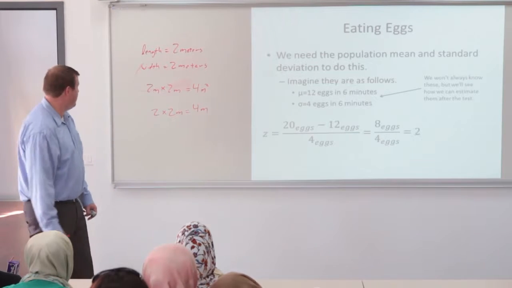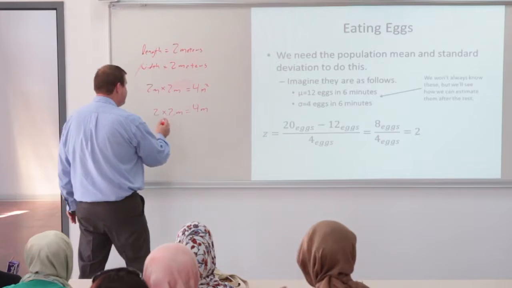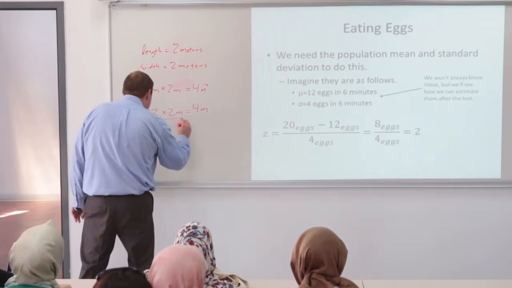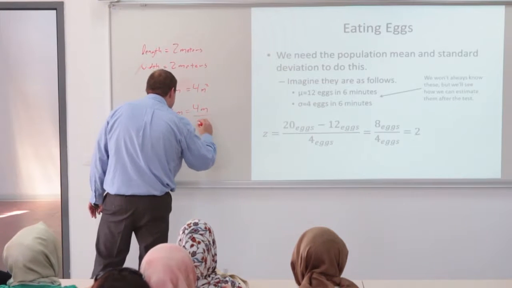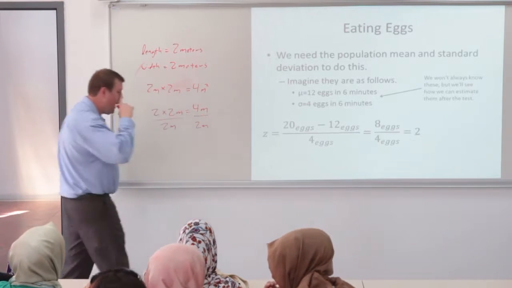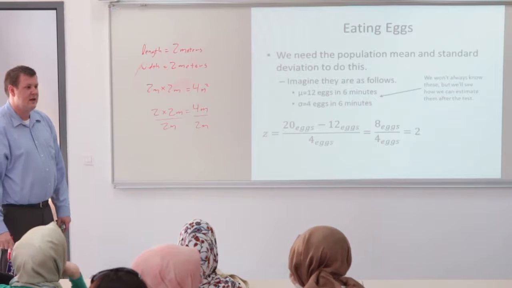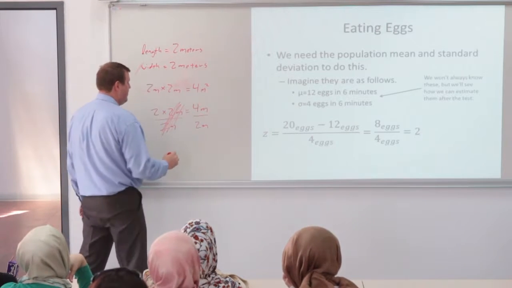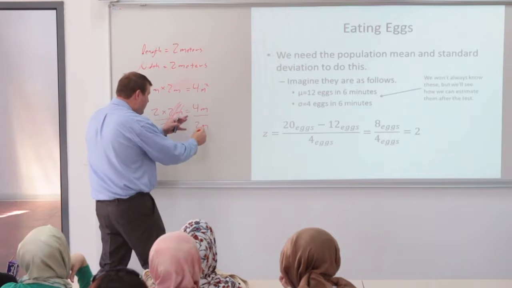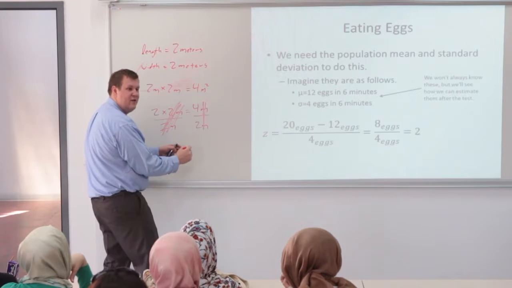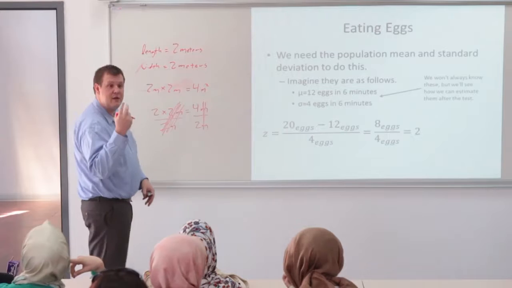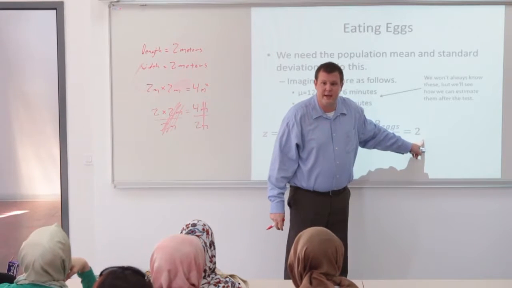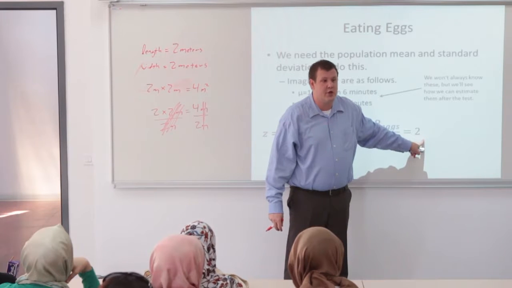right? So if I were to divide, let's say I'm going to divide both sides by 2 meters, right? So 2 meters over 2 meters, what happens? It's just going to be 2. The meters are going to cancel out, right? Boom, we're left with 2. So this is not 2 eggs in 6 minutes. It's just 2.